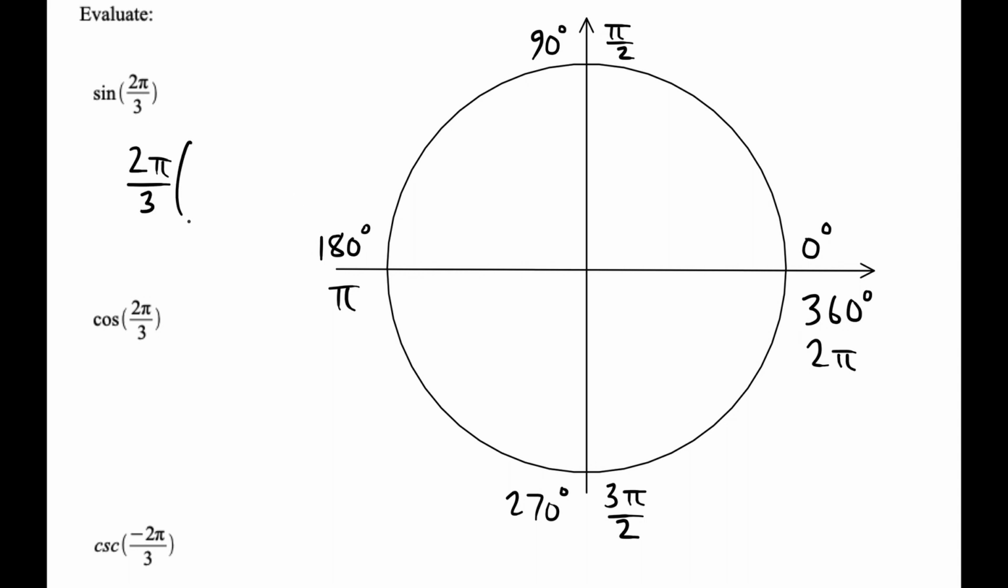We can always convert this by multiplying by the conversion factor of there being 360 degrees corresponding to 2 pi radians. 360 degrees and 2 pi represent the same angle, so multiplying by this factor doesn't really change the value of the angle, it's just going to change the units of it. So if we do this on calculator, we'll see that this is going to be an angle of 120 degrees. So they're asking us to find the sine of 120 degrees.